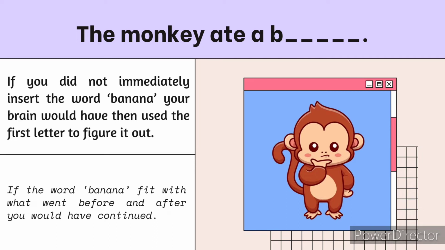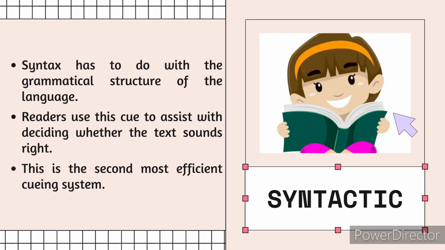If you did not immediately insert the word banana, your brain would have then used the first letter to figure it out. If the word banana fit with what went before and after, you would have continued. We use the knowledge in our head to predict meanings and confirm meanings or make revisions during the reading process. Syntactic. This is the second most efficient cueing system.